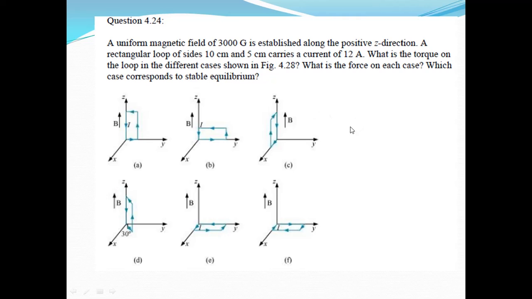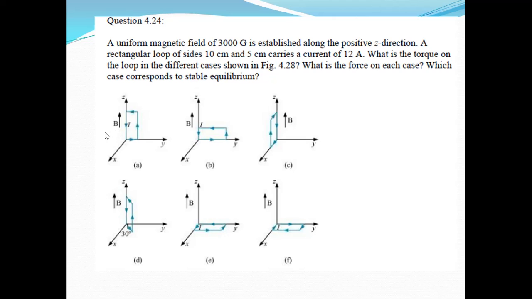So we have a uniform magnetic field for all the diagrams. We have B acting in the upward direction along the z-axis, and the value of B is 3000 Gauss. Now 3000 Gauss we have to convert into Tesla. So 1 Gauss is 10 to the power minus 4 Tesla. So 3000 Gauss will be 3000 into 10 to the power minus 4, so you will get it as 0.3 Tesla.